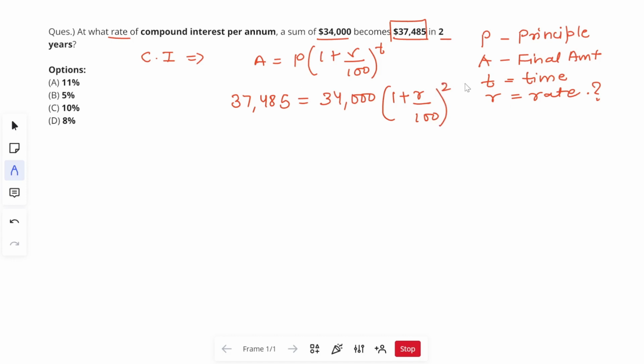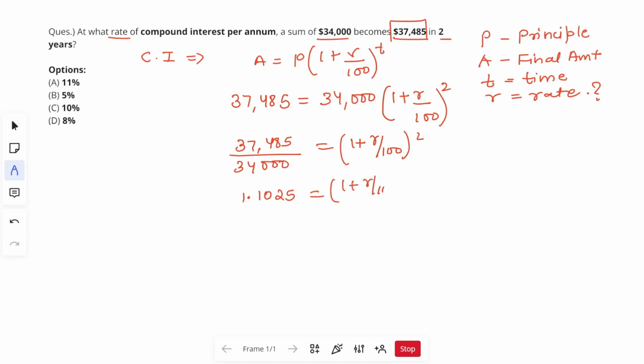Now our work is to simplify this equation and find the value of R. Let's see how we can do that. 37,485, I will bring this 34,000 down here, and then we are left with (1 + R/100) squared. You have to perfectly divide, so you will get the value in decimal, which is 1.1025, and on the other side we have (1 + R/100) squared.